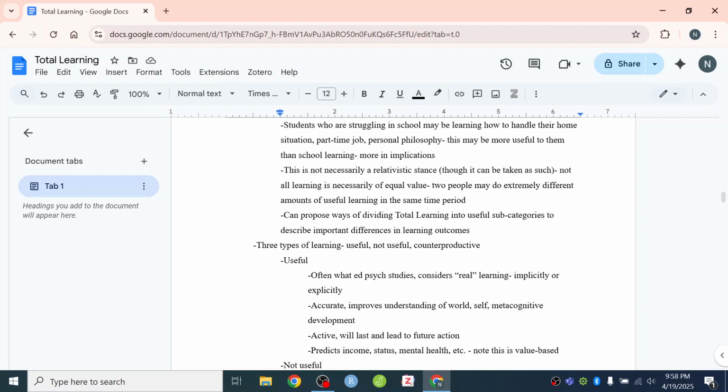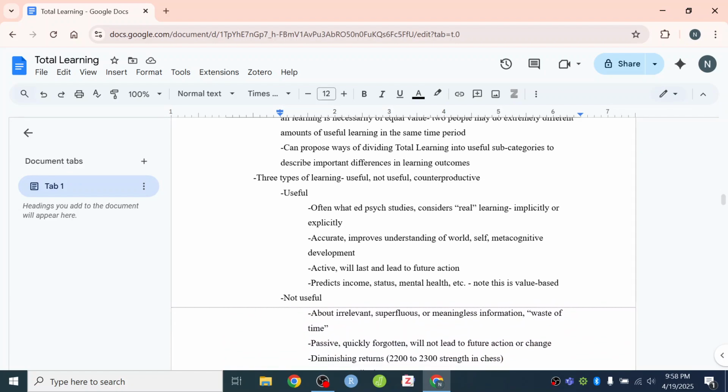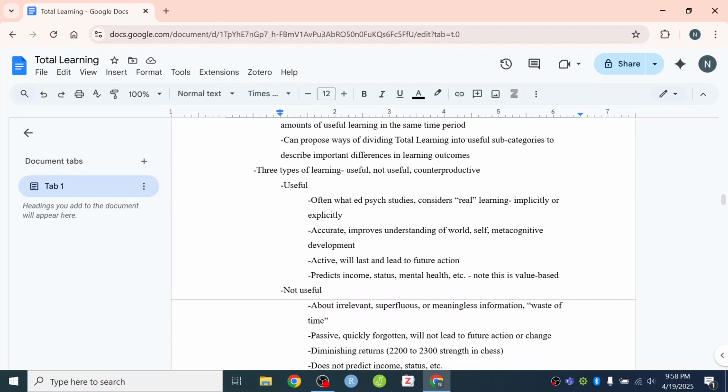Again, this is often what educational psychology is implicitly looking for when it studies learning: how much useful learning are you doing? How much of this type of learning are you doing? Okay, and then not useful, of course, follows from useful. And not useful learning would be the wrong answers on that algebra quiz, the 30% incorrect answers, so to speak.